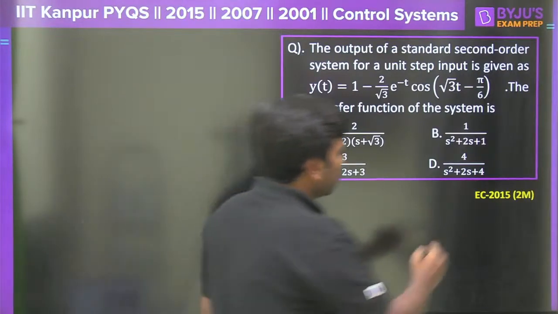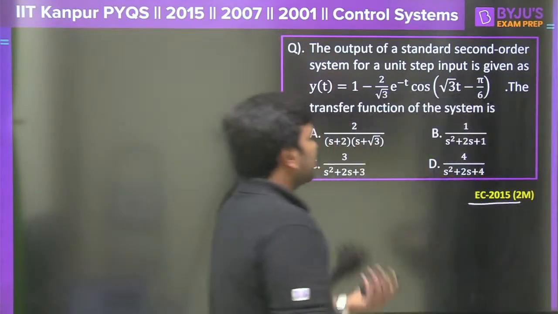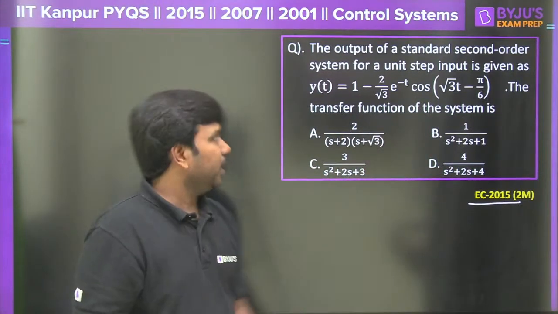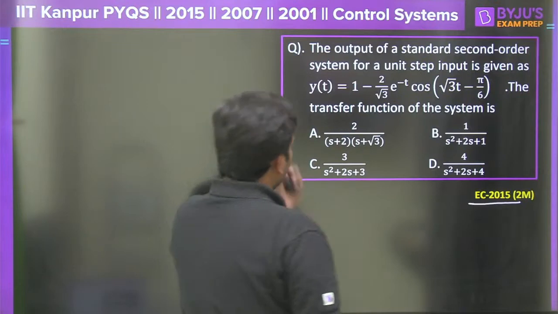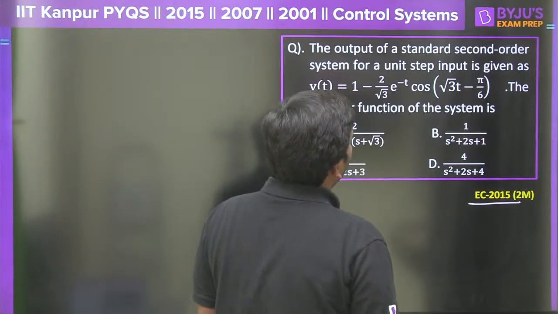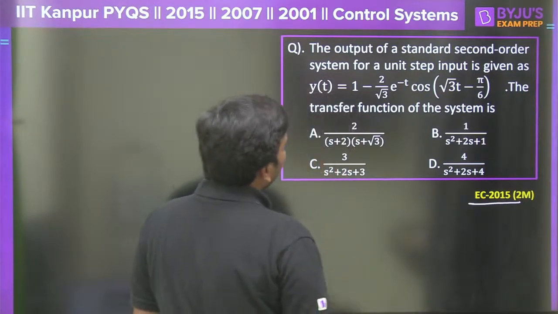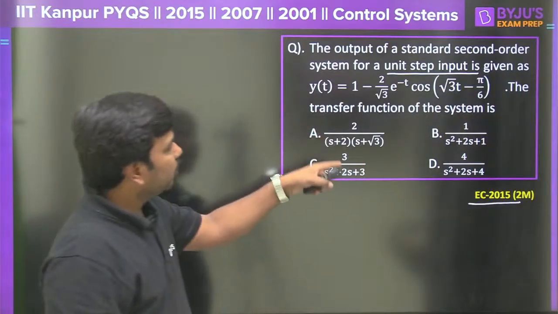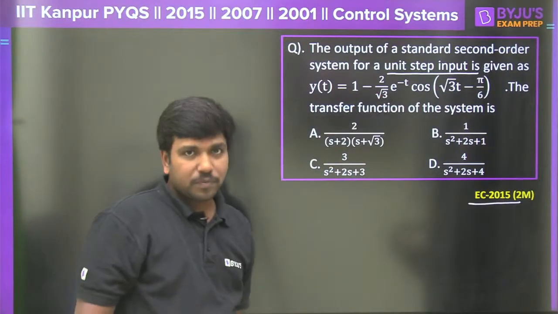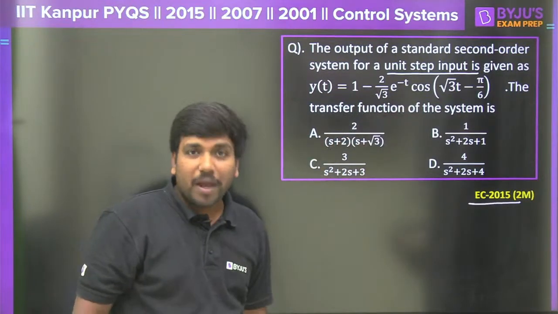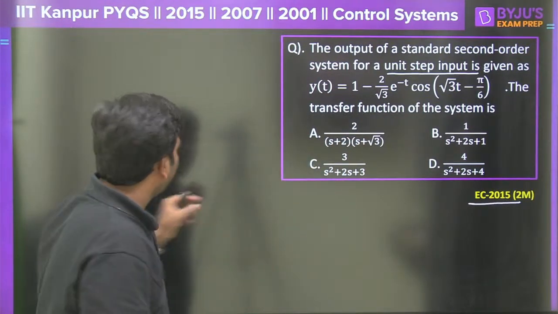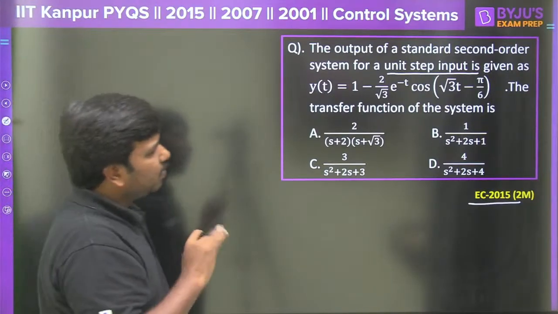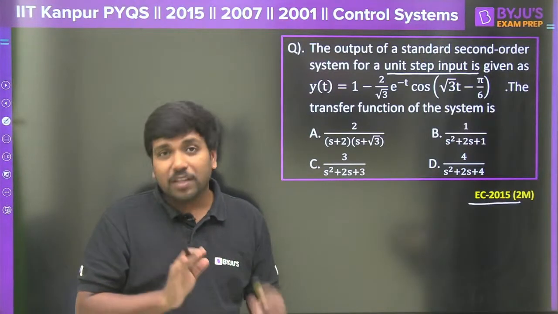So this is a good question, I feel. Not good technically, but it will take some time as you need to work it out completely. So look at the statement of the question. The output of a standard second order system for a unit step input is given as 1 minus 2 divided by root 3 into e power minus t cos(root 3 t minus pi by 6). The transfer function of the system is dash. I feel this is not a difficult question, but it will take some time.